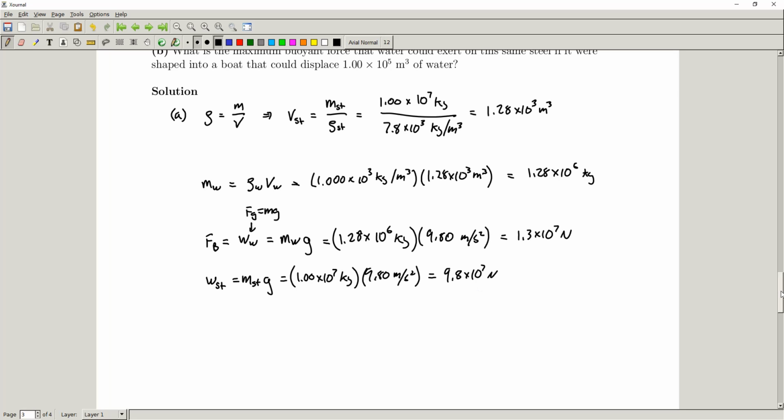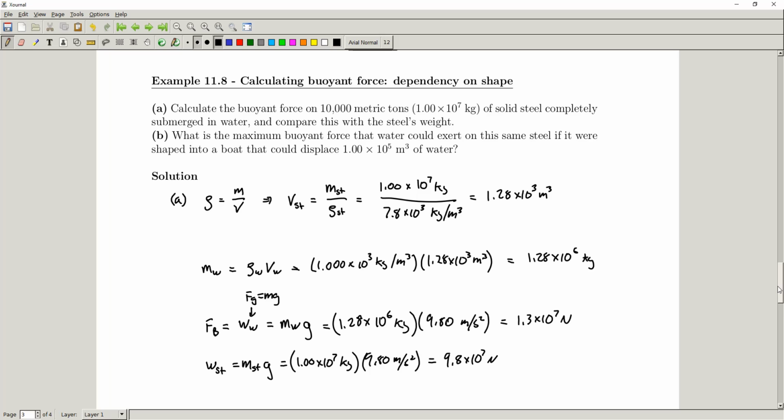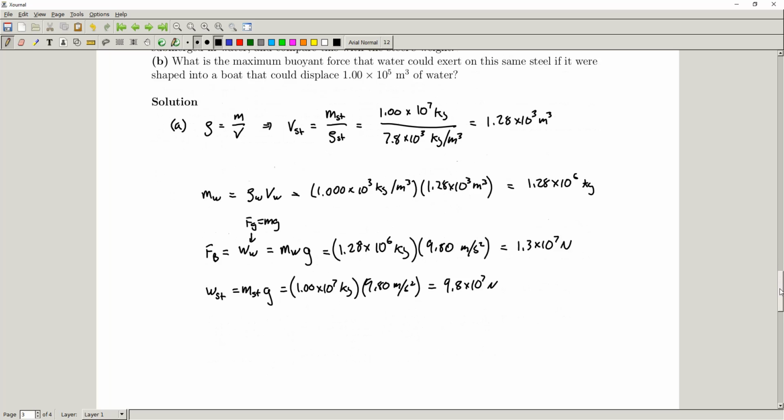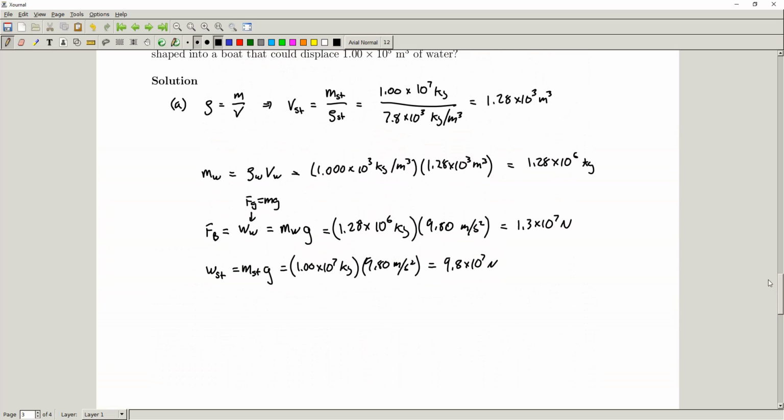Okay. In part B, what is the maximum buoyant force that the water could exert on the same steel if it were shaped into a boat that could displace 1 times 10 to the 5 cubic meters of water? Okay. So let's take a look at part B here. Oh, and I haven't left very much space, but we probably won't need too much. We'll try to write kind of small.